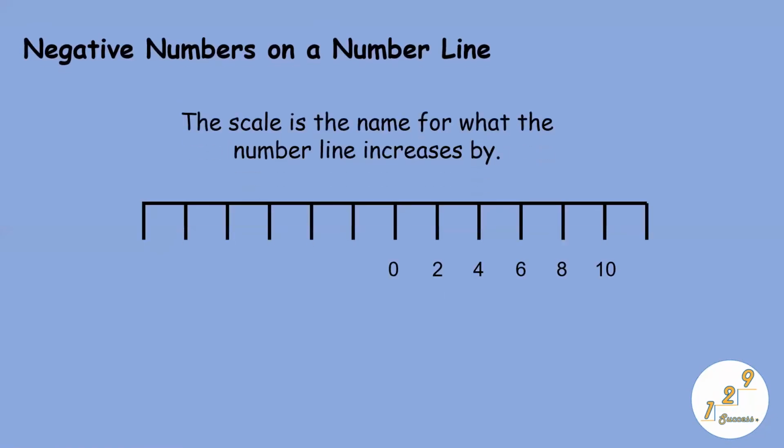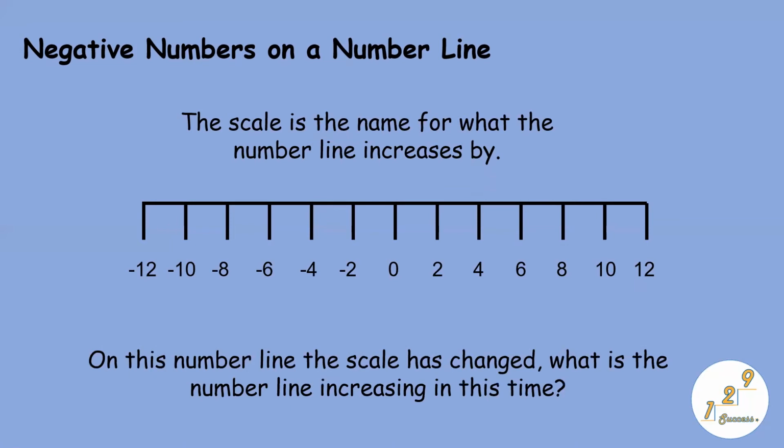So let's have a look at this number line. Now, on this number line, we are increasing by a different number. Our scale has changed. So we've got to work out what's the difference between these two lines. Well, 0 to 2, that's plus 2. 2 to 4, that's plus 2. 4 to 6, that's plus 2. Well, our scale has changed on this number line to plus 2 for each of our bars. Over the next few slides, you're going to see some examples, and I'd like you to give them a go.